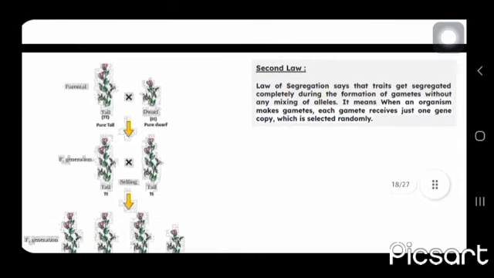Second law, law of segregation, says that traits get segregated completely during the formation of gametes without any mixing of alleles. It means when an organism makes gametes, each gamete receives just one gene copy, which is selected randomly.